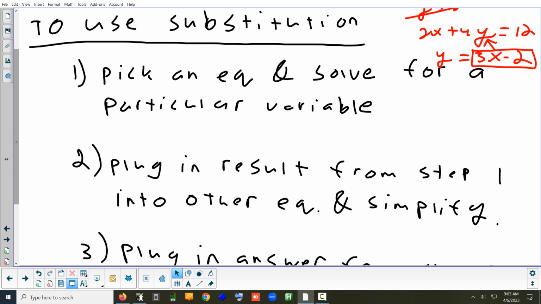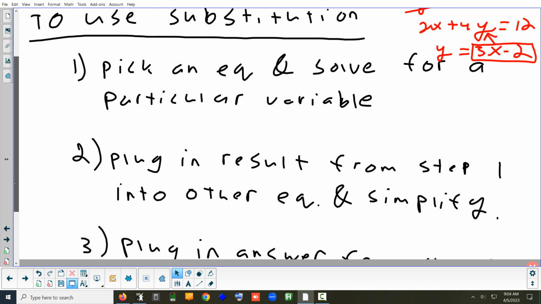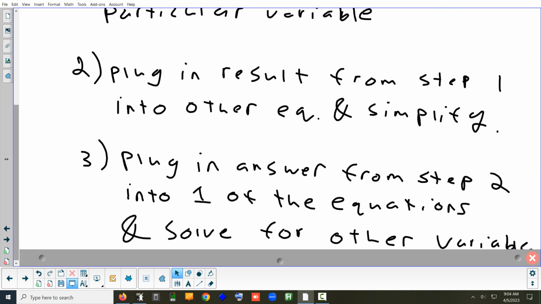What do you do after you know that one? You plug it back into one of the original equations, and then you find the y variable. So in general, take the answer that you got from step 2, plug it back in, and find the other variable. It doesn't matter which equation you plug it back into. Plug it into whichever one you think is easier to work with.